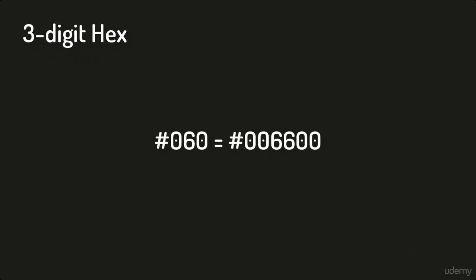3-digit hex becomes 6-digit hex values by repeating each digit once. For example, 060 is equivalent to 006600, and 1FA is equal to 11FFAA. There really could be an entire course on counting in different number bases, so I'll leave it at that and hope I haven't confused you too much.